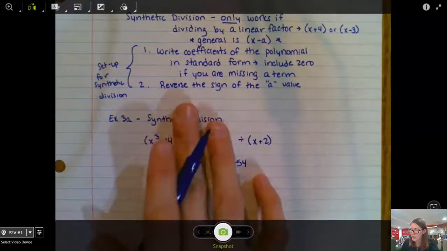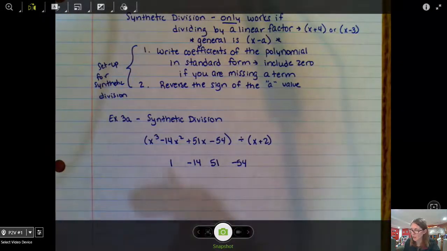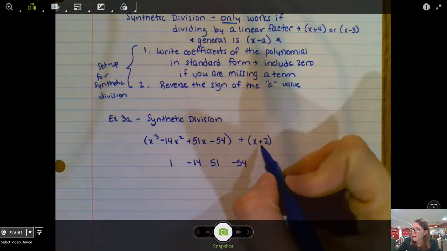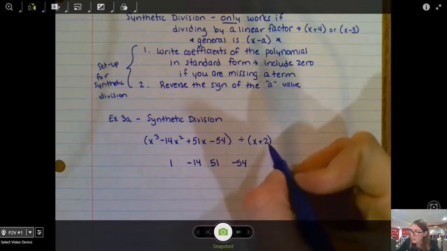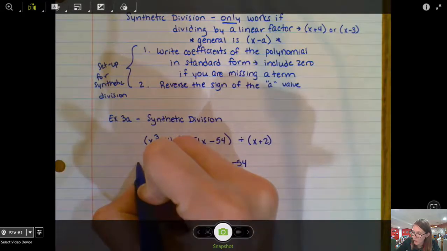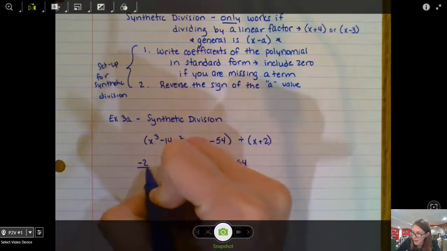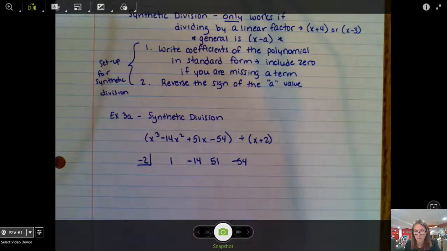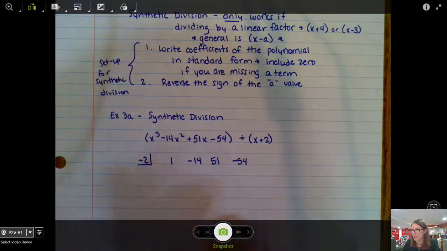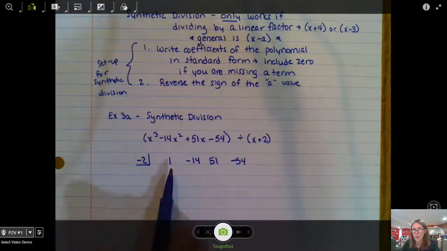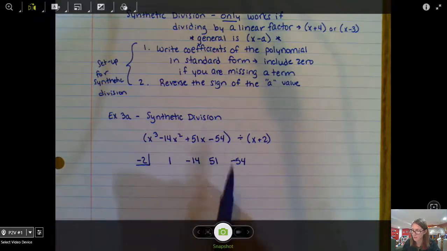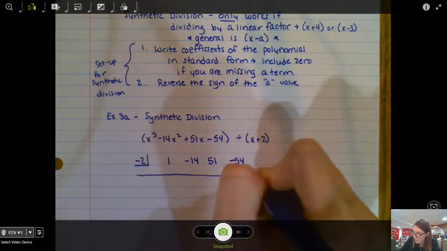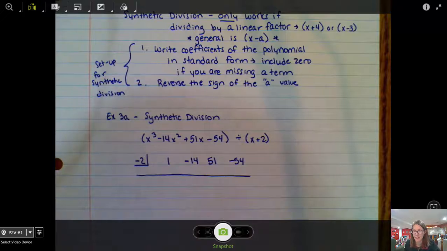Then our second step is to reverse the sign of the a value. Okay, so I see x plus 2 here. If you think of this as a positive 2, okay, I need to have a negative 2. And I put that negative 2 in a little box up in the far left corner. So everything is in order. My a value, and then my coefficients. Leave a blank line, and then we'll get started.